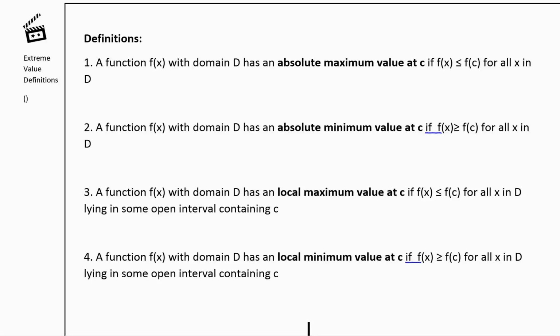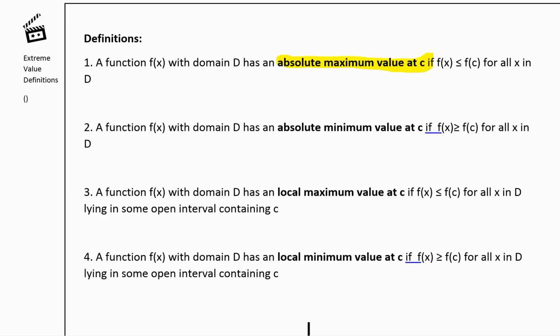We're going to start off this section with some definitions, okay? And they won't be anything too earth-shattering. So the first one says, a function f of x with domain D has an absolute maximum value at c if f of x is less than or equal to f of c for all x in D, the domain.